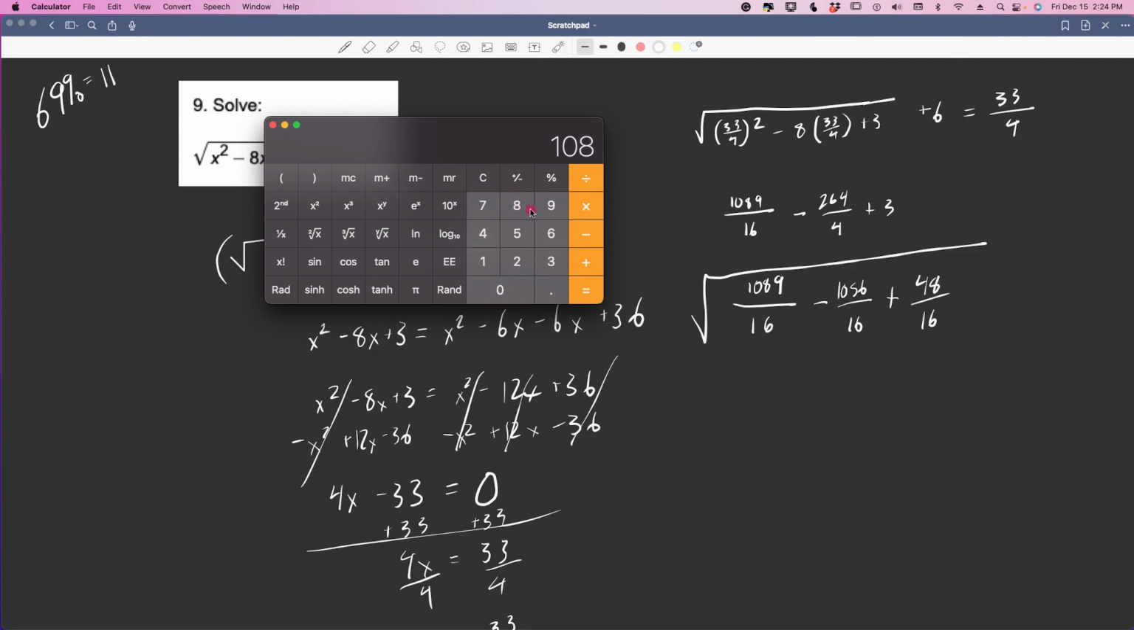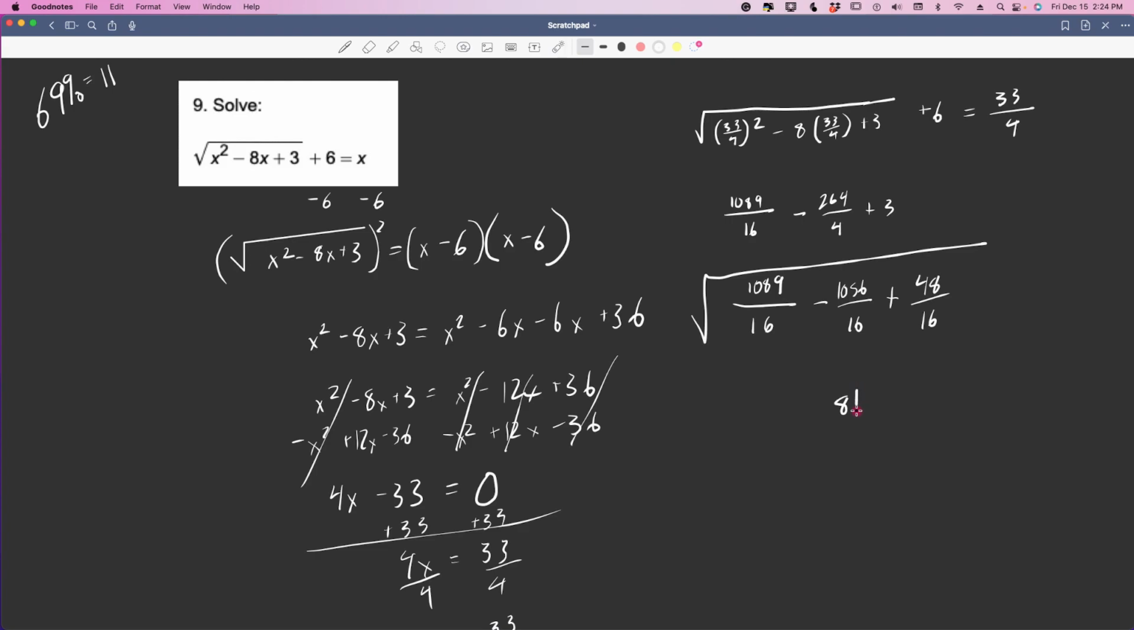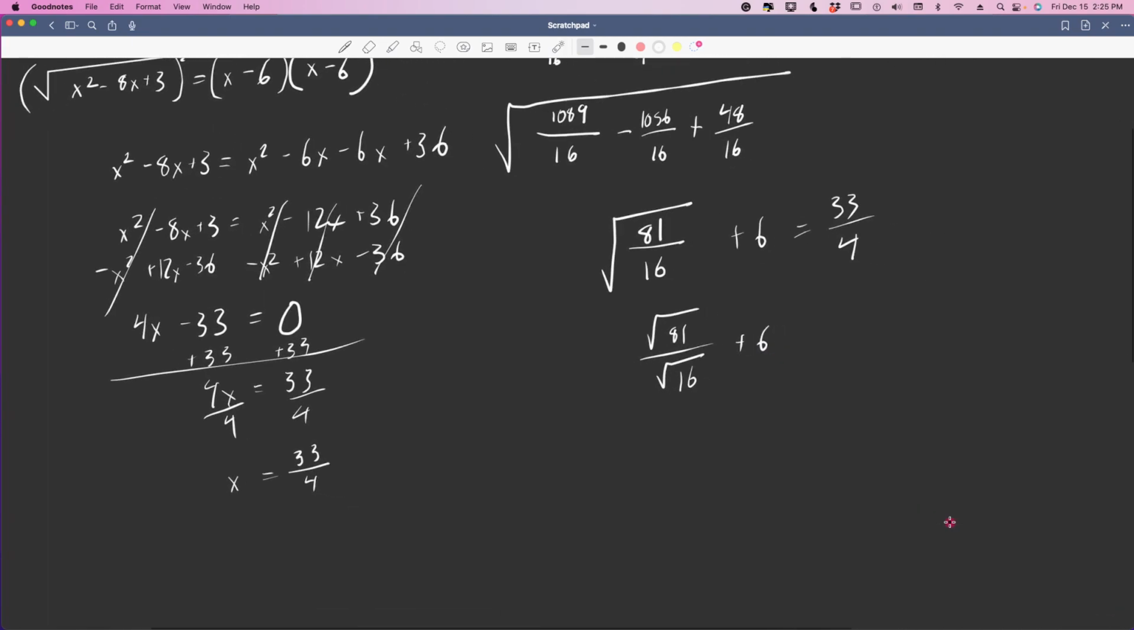So 1089 minus 1056 plus 48 is 81 divided by 16. So the square root of 81 over 16, plus 6, is equal to 33 over 4. So we know we can split this up and say the square root of 81 over the square root of 16 plus 6. Let me get some more room over here. Is equal to 33 over 4.